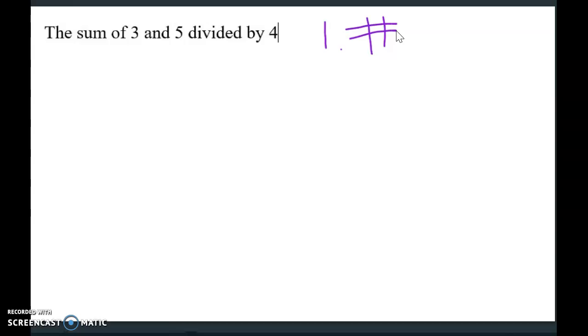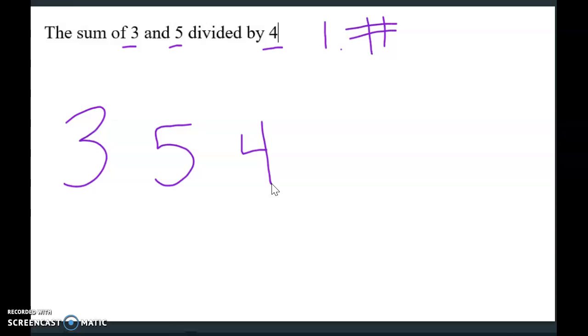The sum of 3 and 5 divided by 4. So our phrase wants us to use the digits 3, 5, and 4. So let's take a look at that. 3, 5, and 4 are our numbers we're going to be using. Who remembers step 2?